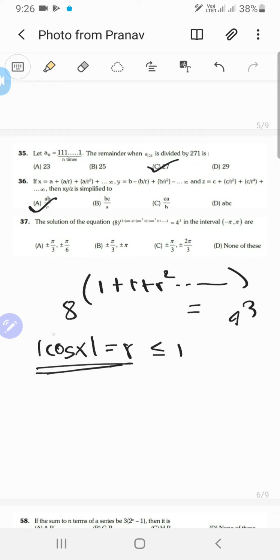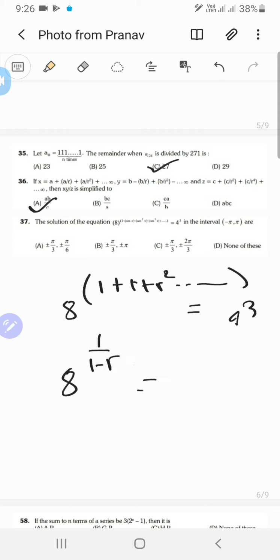So cos x can be 1 only when it is at 0. So minus pi to pi, it can be 0, but that won't be a solution. So we're just assuming that r is less than 1 and not equal to 1. So modulus of cos x is not equal to 1, obviously. Okay, so from that we can say that 8 and then 1 over 1 minus r is equal to 4 cubed.